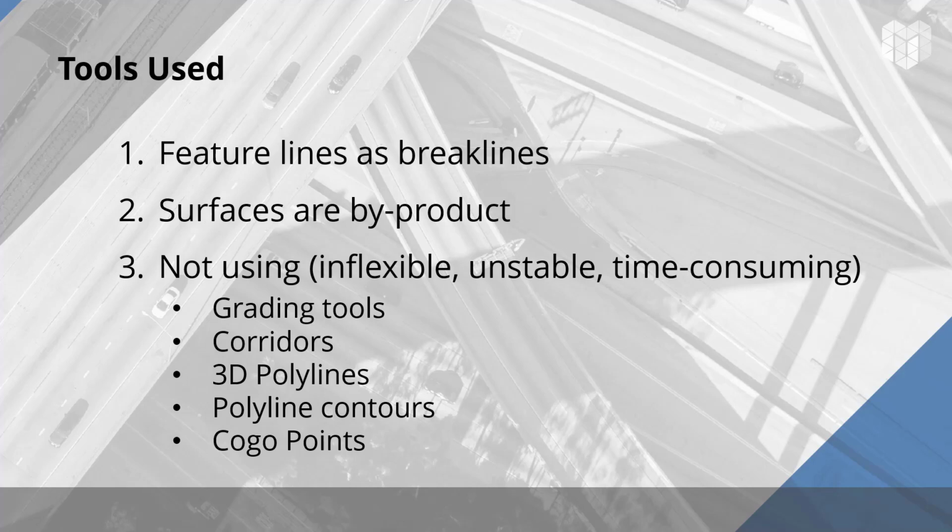3D polylines, everything a 3D polyline can do, a feature line can do, and better, so no reason to use those. Polyline contours, it's a very time-consuming, limiting way to grade. There are better ways. And finally, focal points, same thing again, time-consuming, very clumsy. While they are flexible, because it's point-by-point grading, it's just not very efficient.